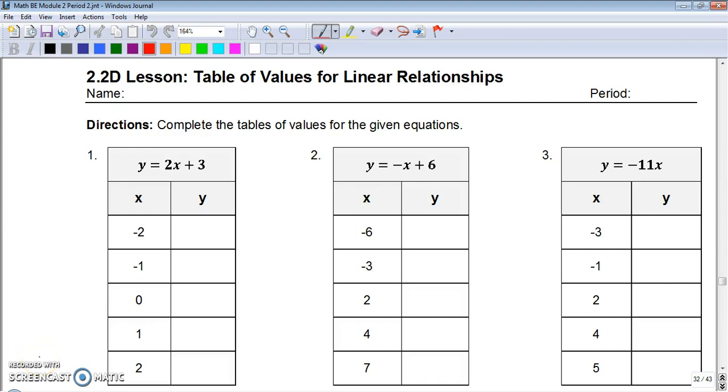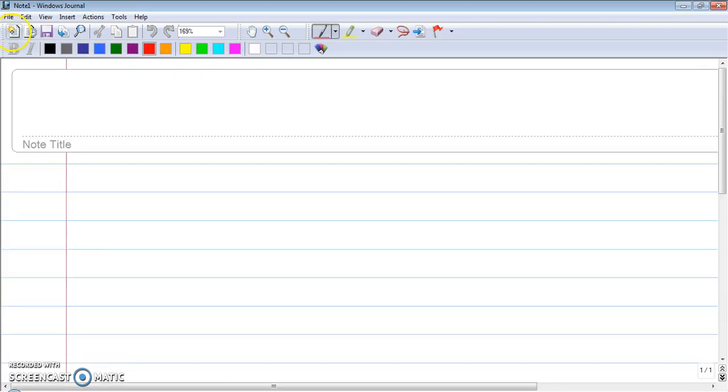In this video, I'm going to take you through the 2.2D lesson. You need a piece of scratch paper or computer paper, and I would fold it into 4 parts. So there's 4 parts on the front, 4 on the back, hot dog and hamburger. I'm going to do my work for number 1 here and number 2 here.